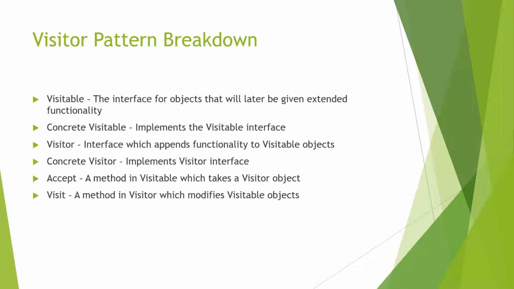So the visitor interface is what is implemented by a concrete visitor, which is used to update the functionality of the concrete visitable objects. The visitable objects typically use an accept method, which is what accepts a visitor object and allows for the visitor object to make changes to the visitable object without actually modifying that initial object. And then lastly, the visit method is a method in the visitor, which is what would actually contain the updated functionality.